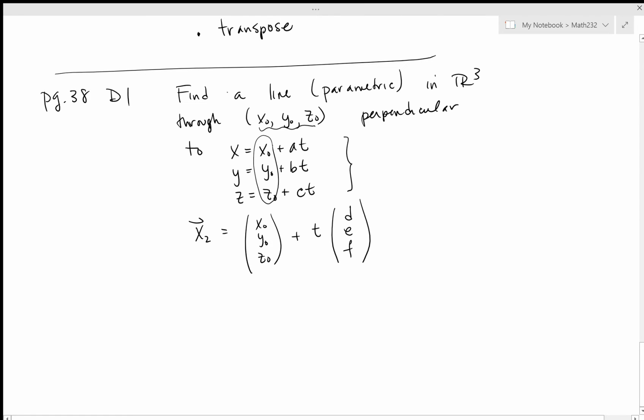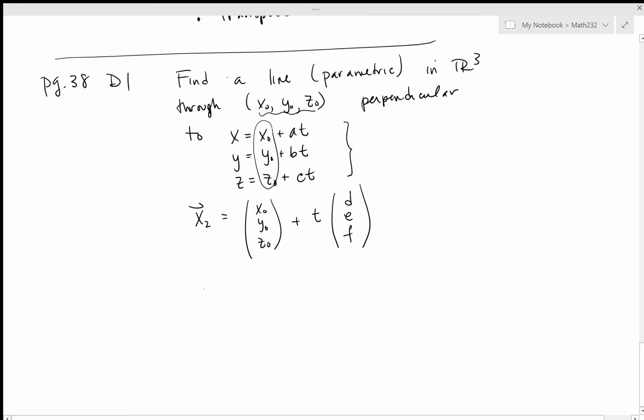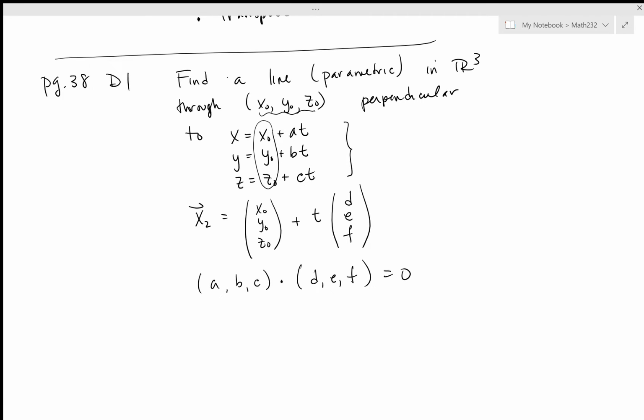So that means that the dot product of this vector, the dot product of A, B, and C with D, E, and F, has got to be equal to 0. That's what's going to ensure that it's perpendicular. Then I can simply write out that dot product, and I see that AD plus BE plus FC has got to be equal to 0. I have here one equation and three things I'm trying to lock down. So there's clearly more than one choice here.